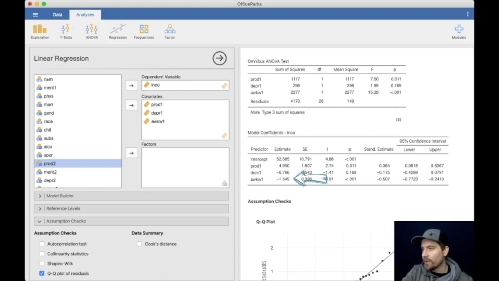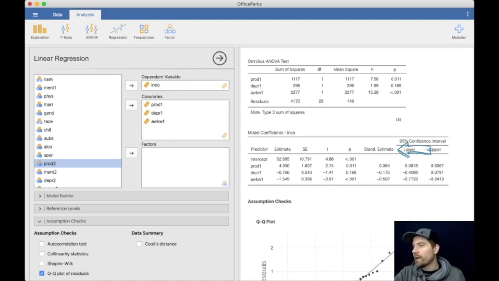And then the last one, awkwardness. It is a significant predictor of income. And what this one's saying is for a 1 unit increase in awkwardness, there is a negative 15 grand-ish decrease in income. So as you get more awkward, your income tends to go down. Because each of these are in the units of these variables, so this is for a 1 unit increase in productivity or a 1 unit increase in awkwardness, this is what we predict to change in the income.